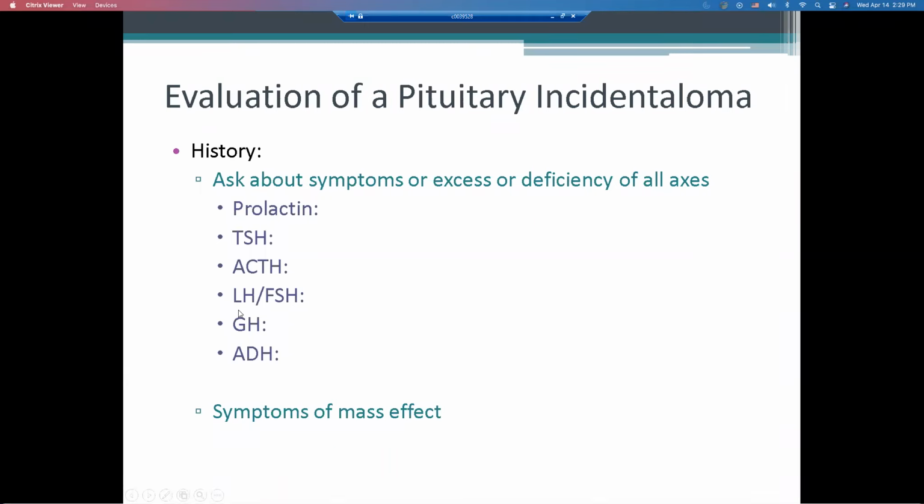Growth hormone deficiency in adults is not usually important, but in pediatric age, it can lead to short stature. And antidiuretic hormone deficiency can lead to what? Who can tell me what ADH deficiency causes? Anyone? A lot of diuresis. Correct. What's the name of this syndrome? Diabetes insipidus. Okay? Diabetes insipidus. So symptoms of mass effect, we mentioned those, either headaches or visual field problems if the tumor is compressing the optic chiasm.